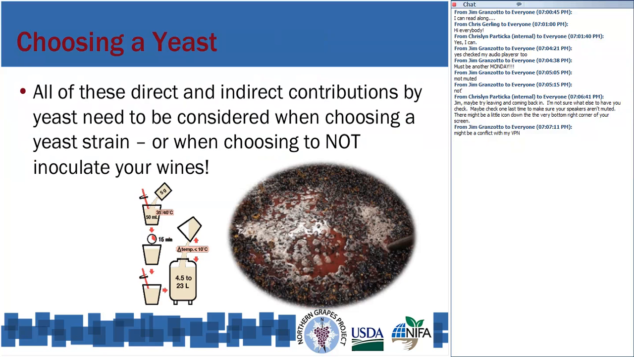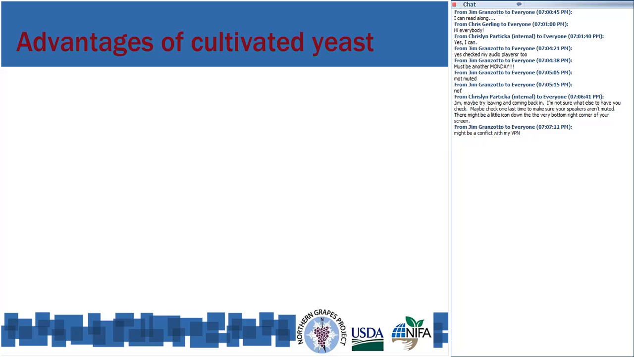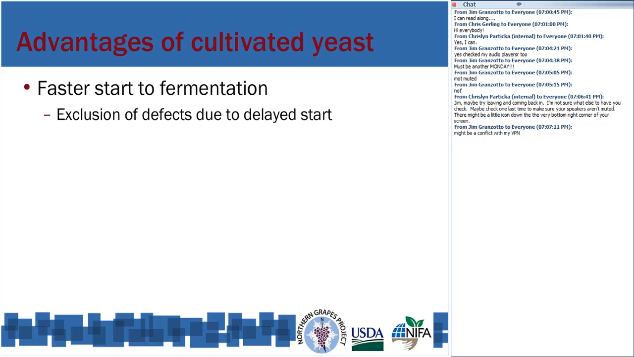So all these things from the last 3 slides are these indirect and direct contributions by yeast and yeast lees. You need to think about all this when choosing a yeast strain. I know I probably haven't made it easier to choose yeast strains, but this is why it's so difficult to make yeast recommendations, because there are a lot of different things that are produced by yeast. You need to think about this whether you're inoculating or whether you choose not to inoculate your wines and try natural fermentation. We'll talk a little bit more about spontaneous fermentations.